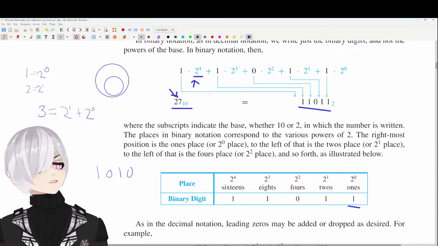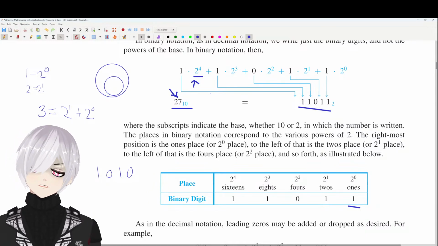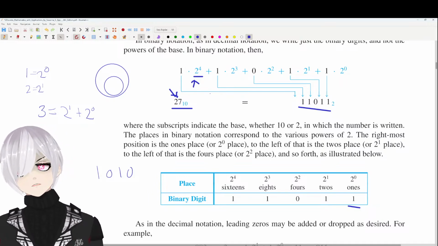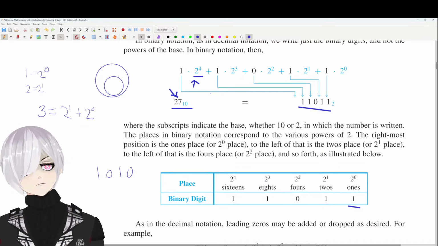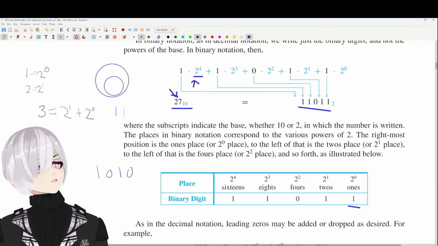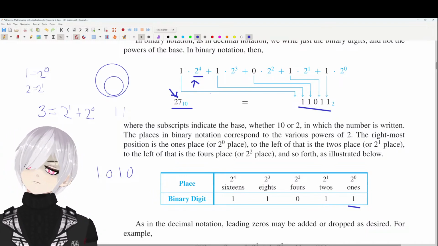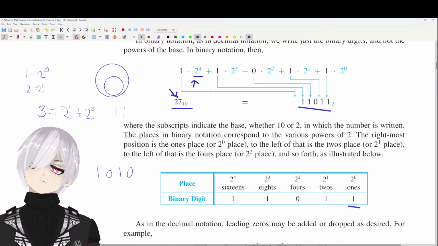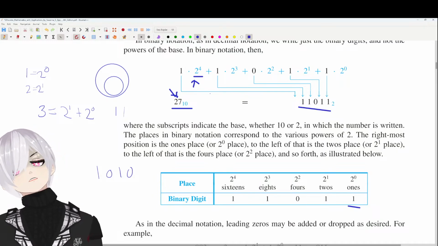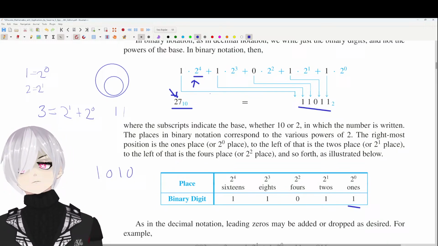Yeah, I like that. And also, by the way, since 3 equals 2 to the first plus 2 to the 0, the binary representation of 3 would be 1 0, because it's 1 times 2 to the first... wouldn't it be 1 1? Oh wait, sorry, yeah, you're right, 1 1. Because 1 times 2 to the first plus 1 times 2 to the 0, because 2 to the 0 is 1. Yeah, you're just adding them together.